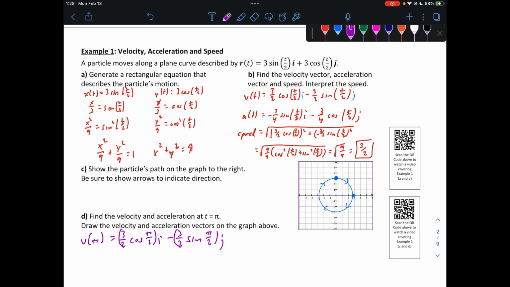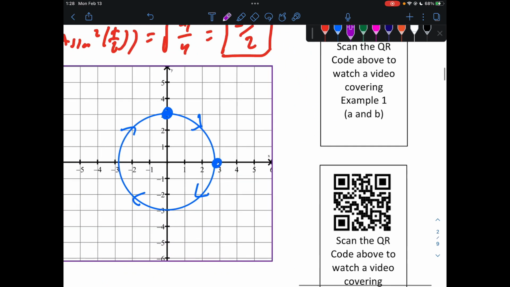Cosine of pi over 2 is 0. Sine of pi over 2 is 1. So this is 0i minus 3/2 j. So my velocity vector at pi, where my point was at (3, 0), should be right there. So that would be, again, v of pi.